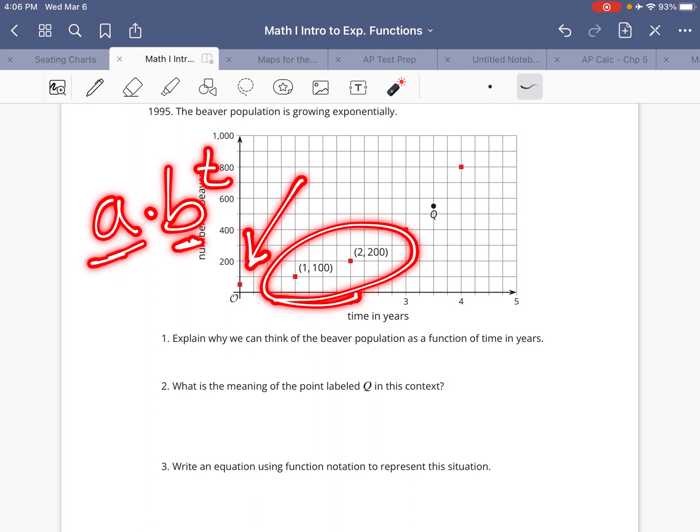Growth factor, starting value. I hope this helps. Let me know if you have any questions.